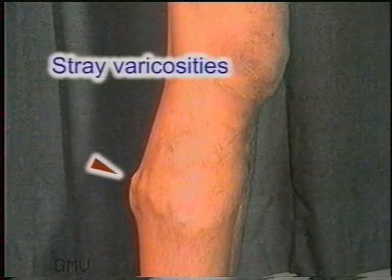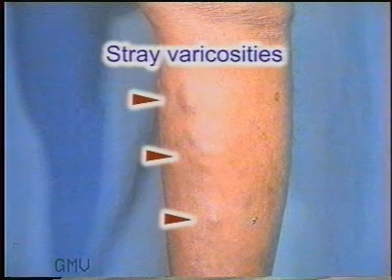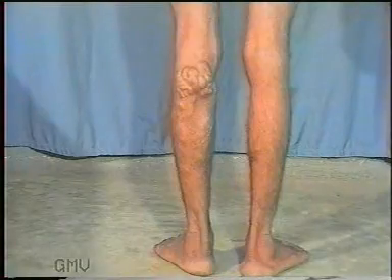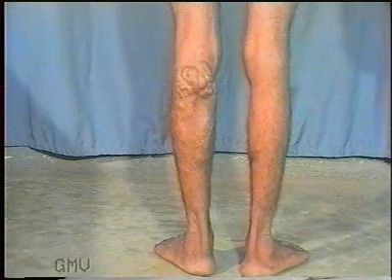Some varicosities may not conform to these anatomical pathways and are termed as stray varicosities. So inspect the long saphenous system, the short saphenous system and their relation to the present varicosity. For this, you must examine the leg from all the sides, front and back.